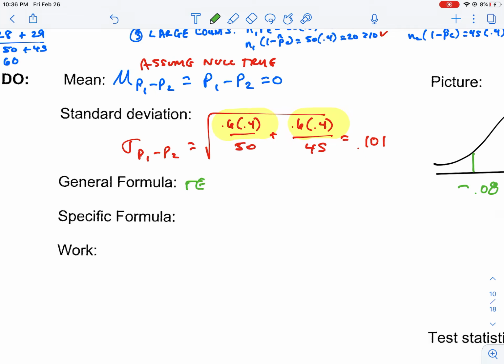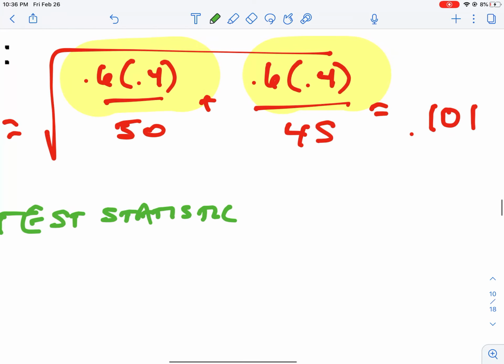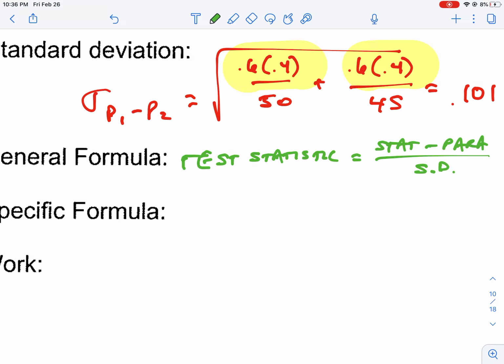So our test statistic, which is another name for z-score, is equal to our statistic minus our parameter over our standard deviation. All these values we actually have already. What does that formula look like? Kind of an interesting note here. So this is actually on your formula sheet. So if you ever get stuck and you're like, I don't really remember this formula, it's actually listed very specifically on your formula sheet for the AP exam underneath difference of proportions.